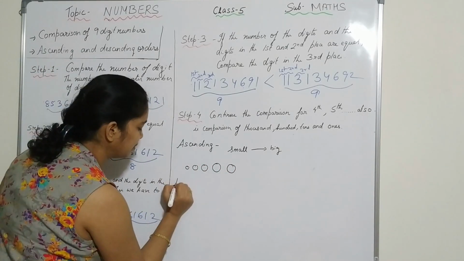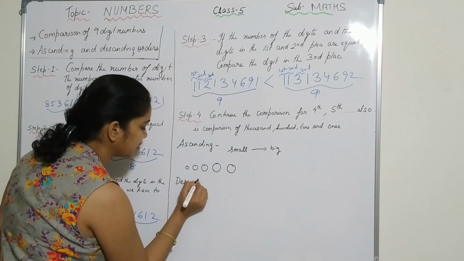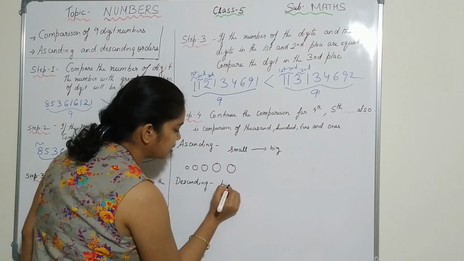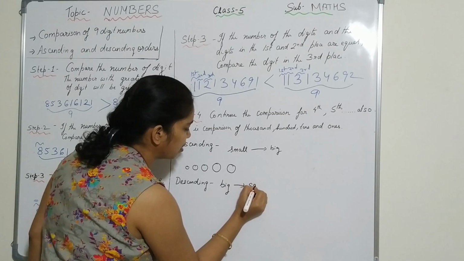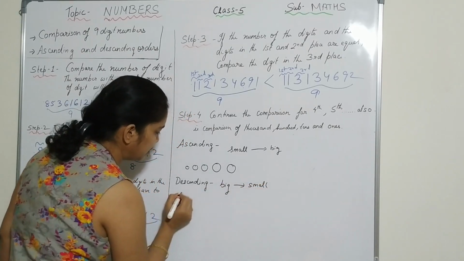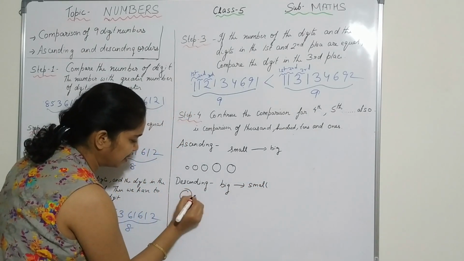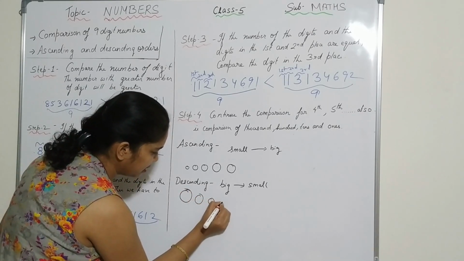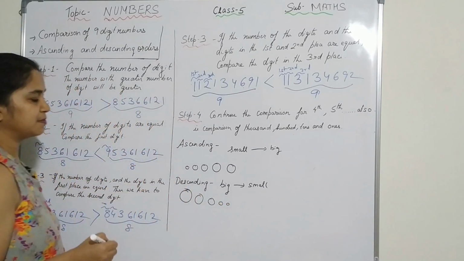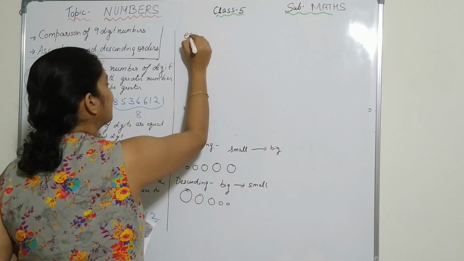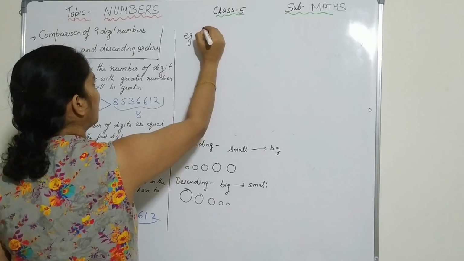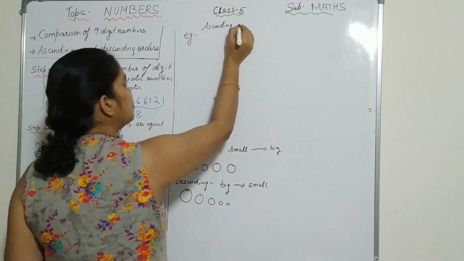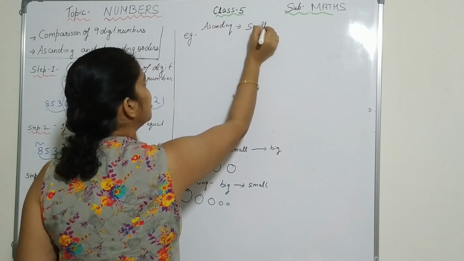Okay. And descending means what? Descending means from the biggest to small. So first which ball will be there? The big ball will be there, then a little smaller, then a little smaller, then a little smaller, then the smallest. So I'm citing one example for ascending order. Ascending is what? From small to big.